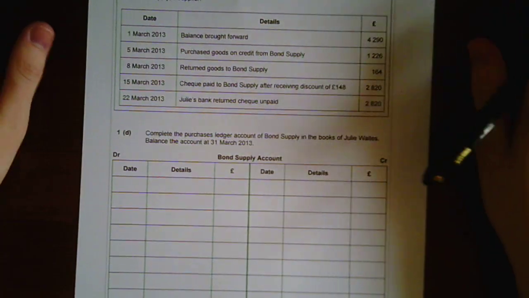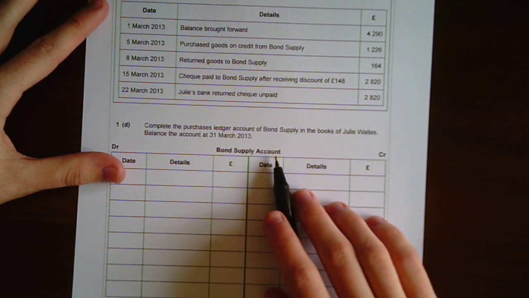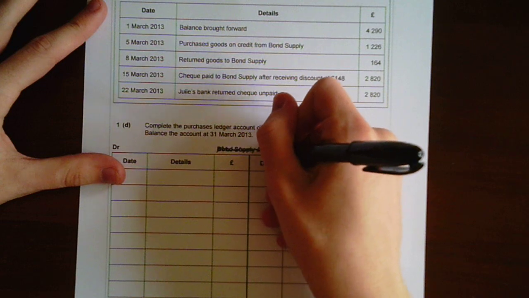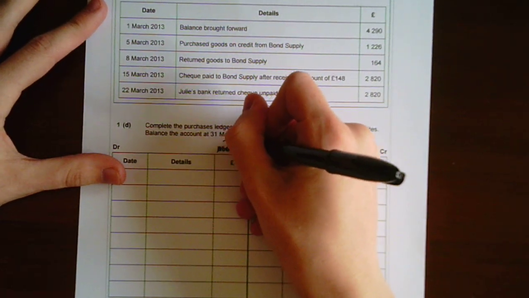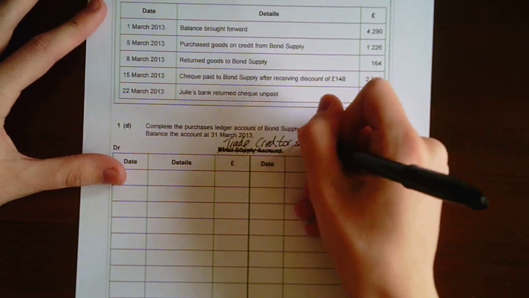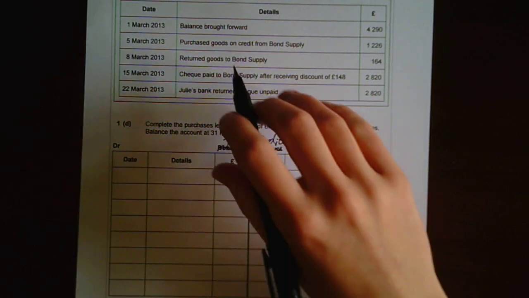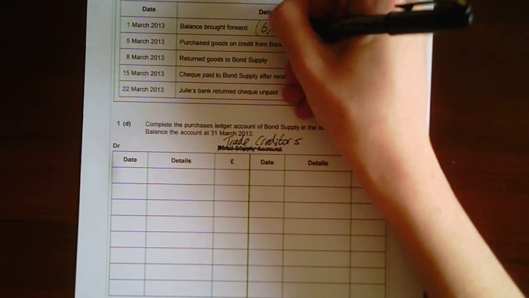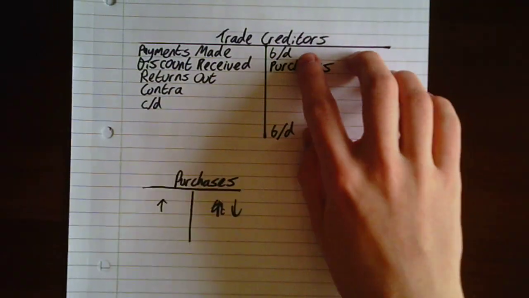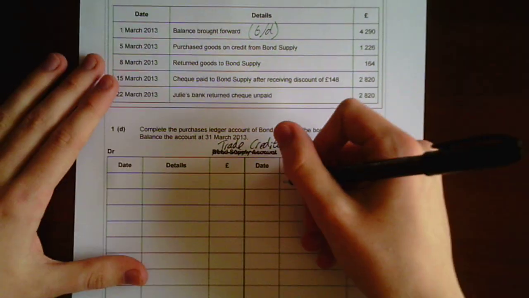So we have 5 transactions and we have a bond supply account. Well, what you can do is just cross that out. This is just a trade creditors account. Really, it's people who we owe money to. Right, so balance, so that's just your brought down. And as I just showed in the last sheet, brought down for a trade creditor is always on the credit because it's a liability, a trade creditor. It's people we owe money to.